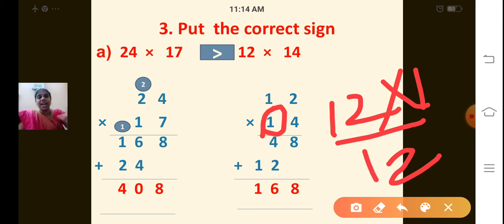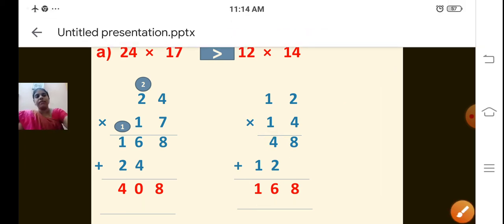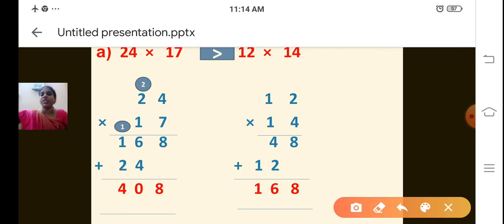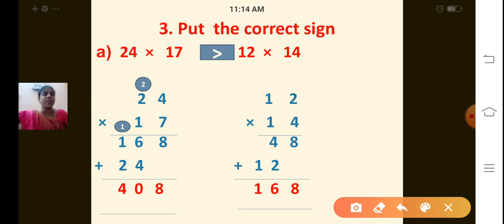Where do we have to start? So this place we should keep it empty or put 0 there. So now 12, 2 in the tens place, 1 in the hundreds place. Now let's add the numbers. 8 plus 0, 8. 4 plus 2, 6. 1. So my answer is 168. Now compare between 408 and 168. Tell me which is greater, 408 or 168? Yes, 408 is greater than 168.